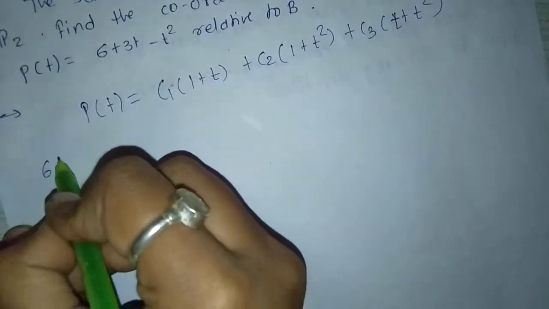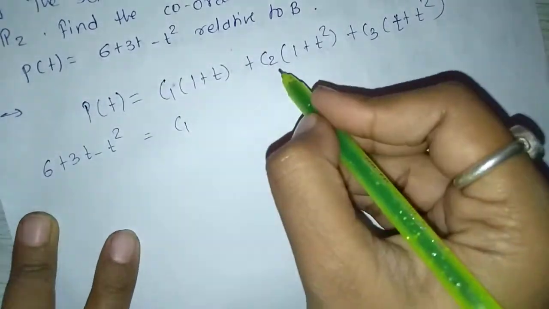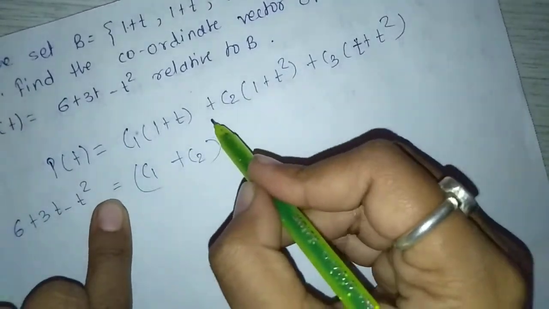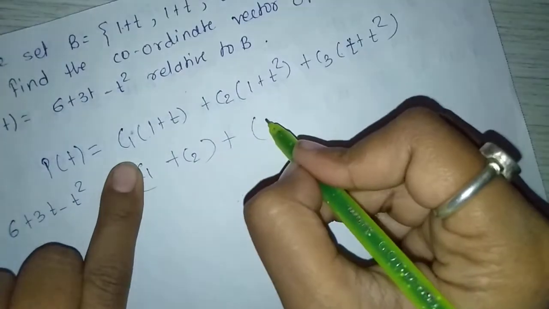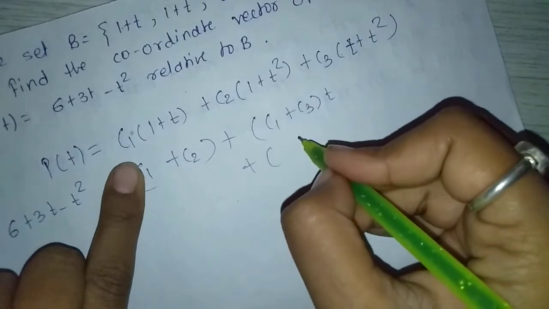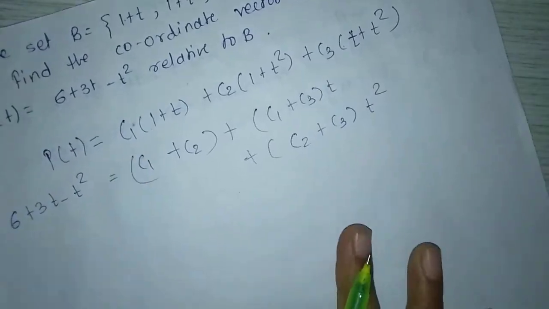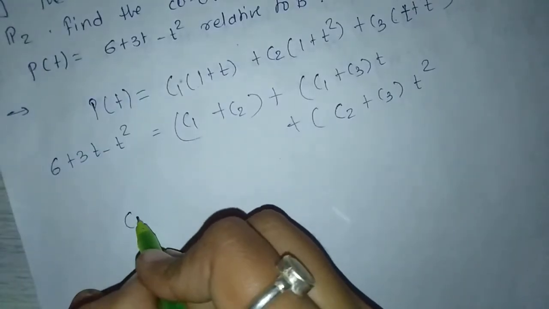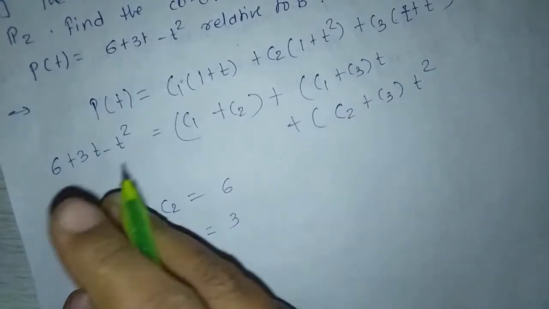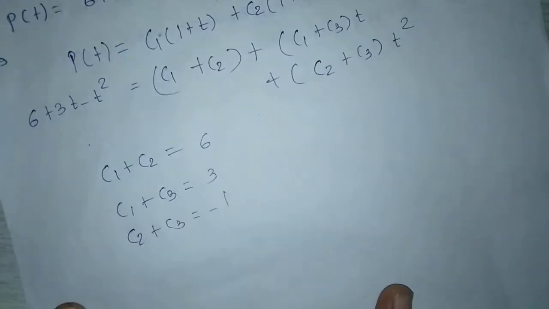p(t) is 6 + 3t - t^2 equal to C1 plus C2. Next, coefficients of t, C1 plus C3 into t, plus coefficient of t^2, C2 plus C3 into t^2. Now comparing these two, we get C1 plus C2 equal to 6, C1 plus C3 equal to 3 and C2 plus C3 equal to -1.